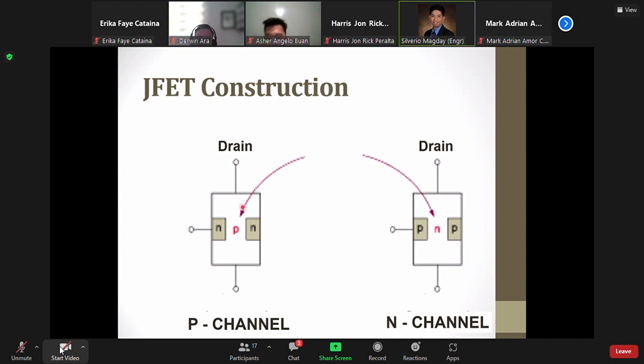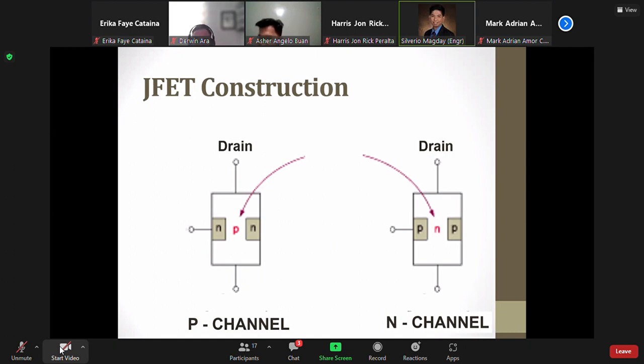So, pag sa JFET, identify by its channel material, kaya P-channel and N-channel. So, depende kung saan siya made. Yung gate naman, since it's made from the other material, now yung channel like a belt around your waist.